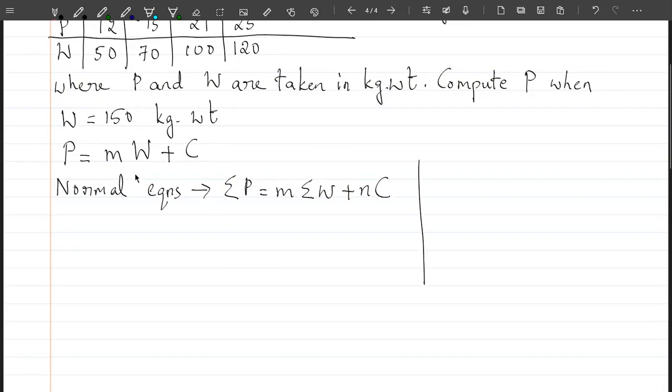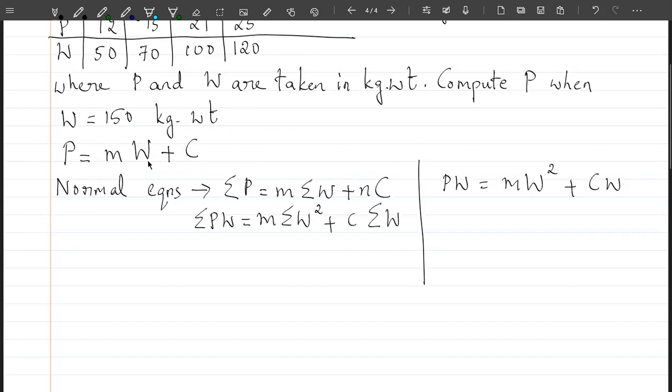To get the next normal equation, multiply the given equation of the straight line by the independent variable. As W is the independent variable here, every term in this equation will be multiplied by W. So I get PW equal to MW square plus CW. Now apply summation on every term over there. So I get summation PW equal to M into summation W square plus C into summation of W.